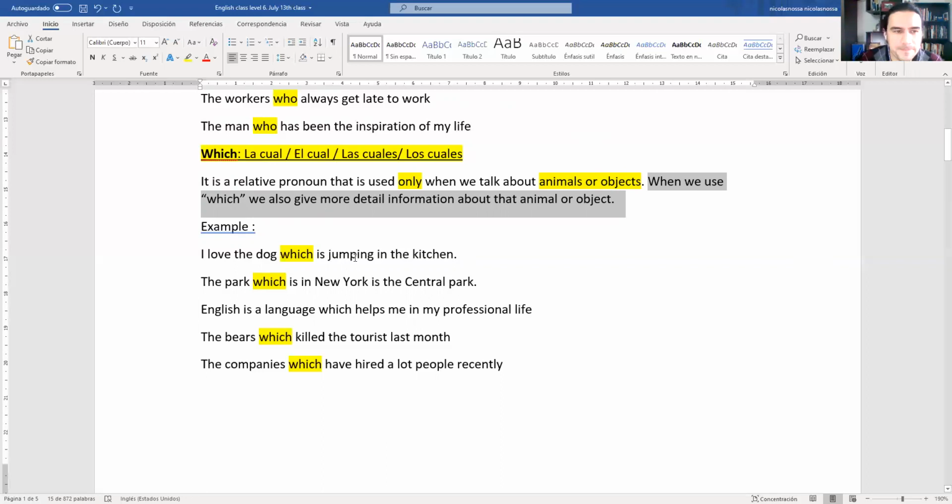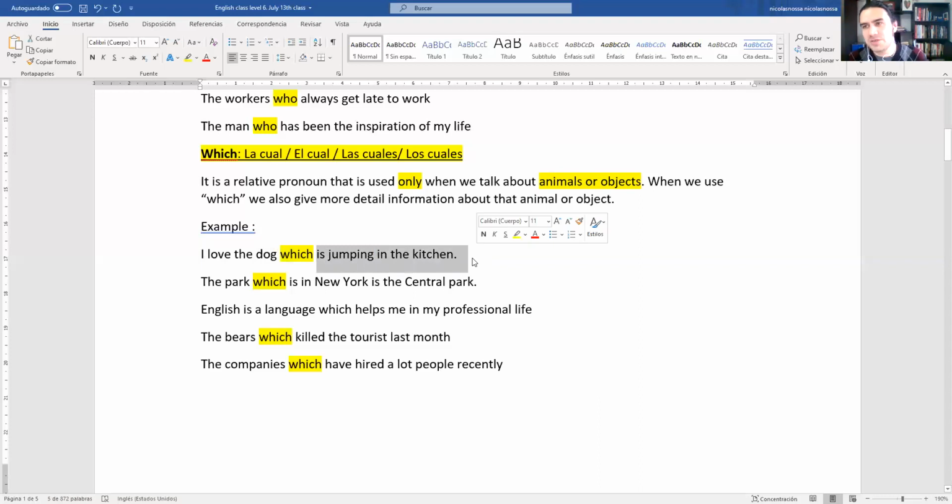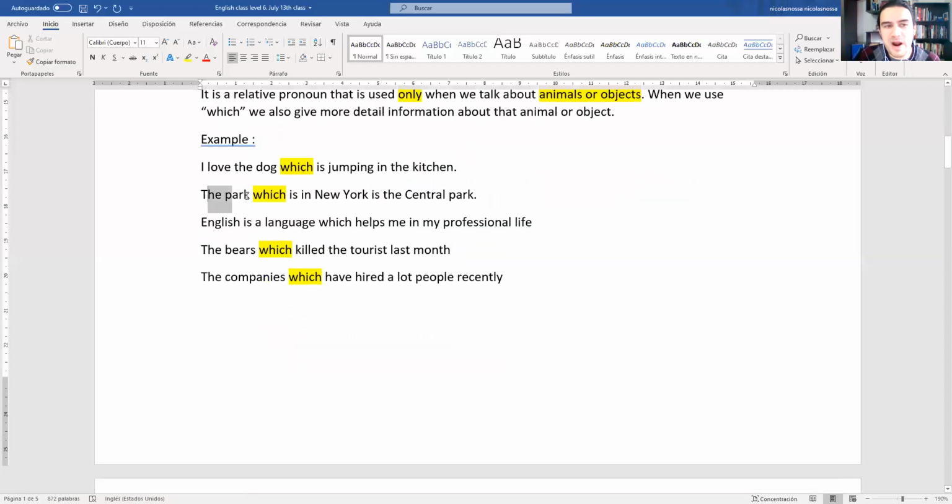So example, I love the dog. I'm talking about the dog, the animal, which, the relative pronoun, because it's an animal, is jumping in the kitchen. Okay, so I am giving more detailed information about this animal. Okay, another example, the park, which is a place, which is in New York, is the Central Park, okay? And then descriptive sentence, okay?